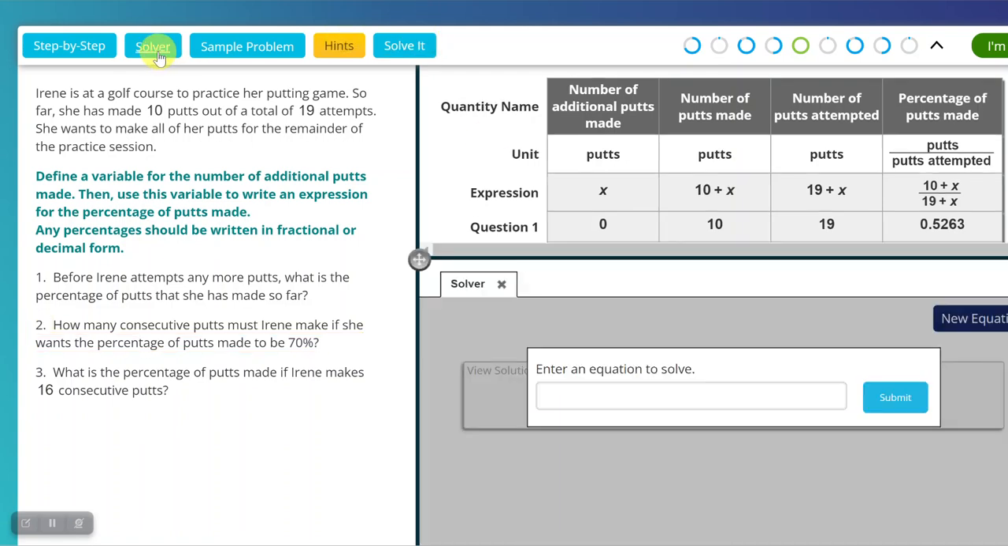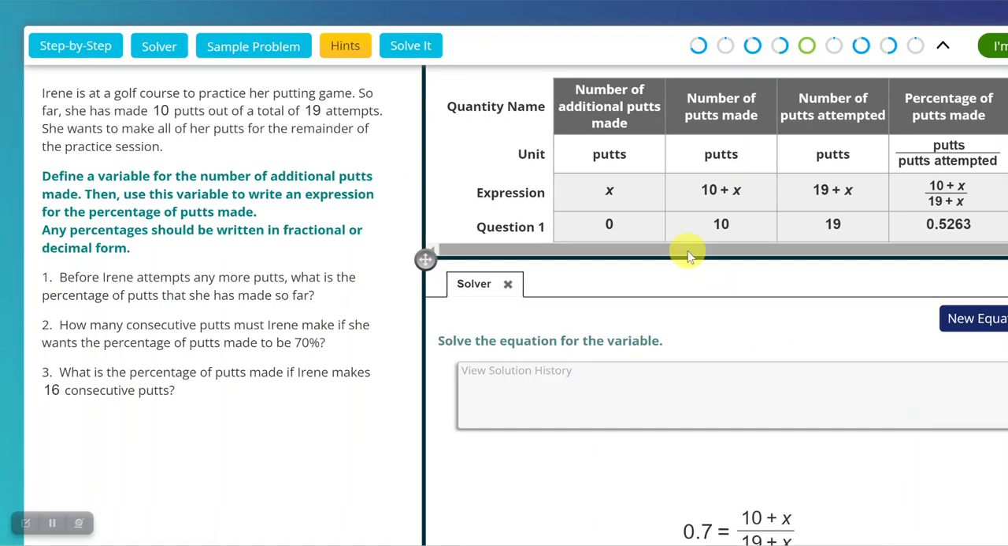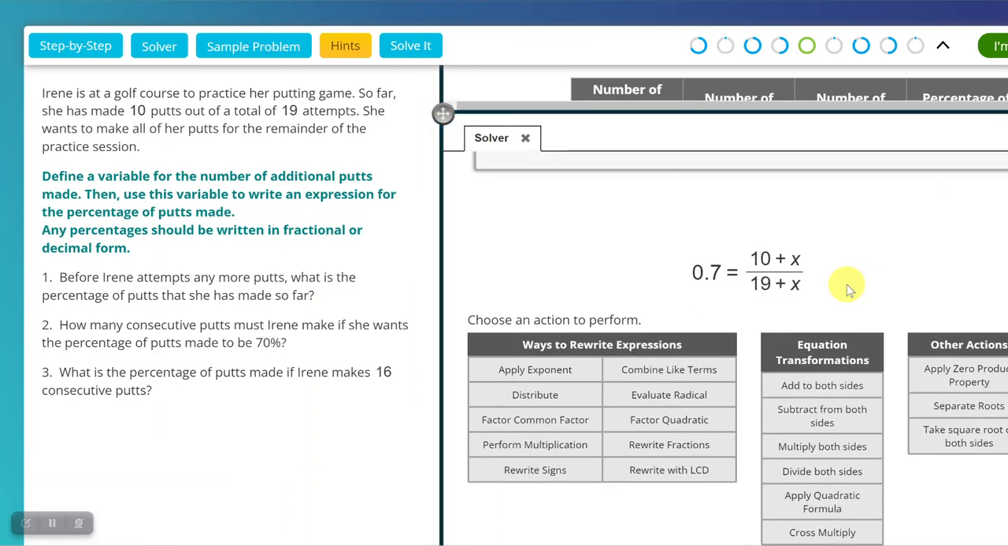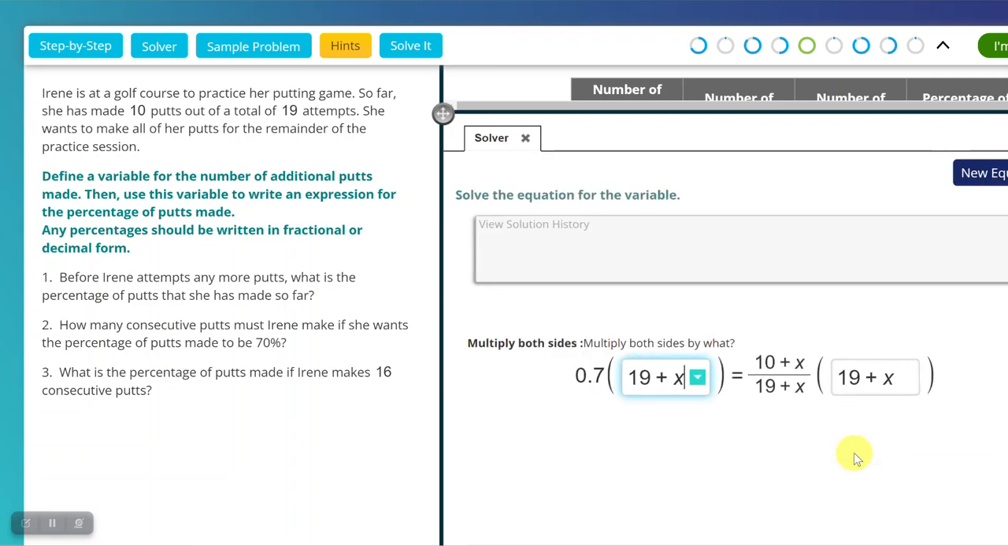So we can use the solver. Here's the equation we're going to solve. 10 plus x. I've got to divide first, otherwise it just divides the x. 10 plus x divided by 19 plus x is equal to 0.7. Okay, well, that's what we're going to solve. Let me move the solver so I can see it. So you're going to want to multiply both sides by the denominator, which is 19 plus x.